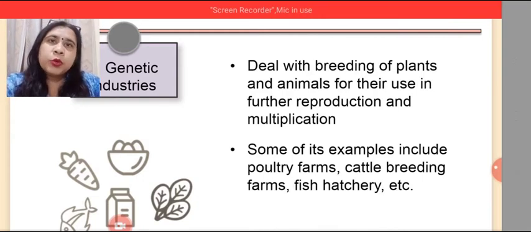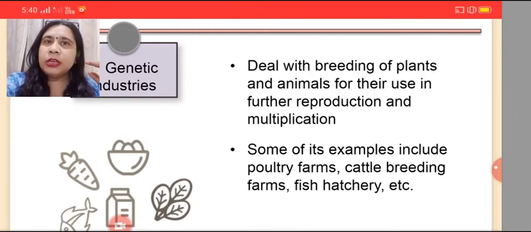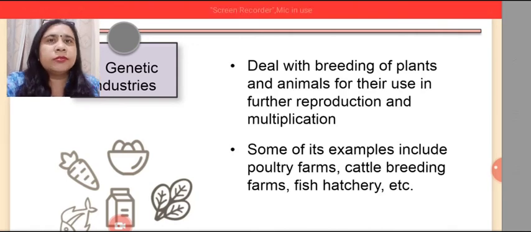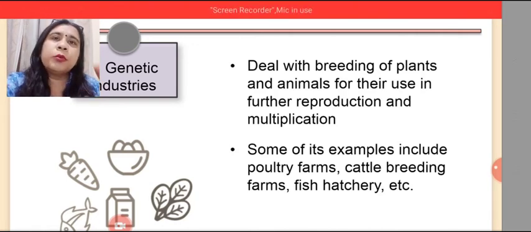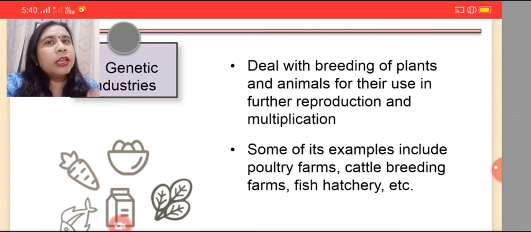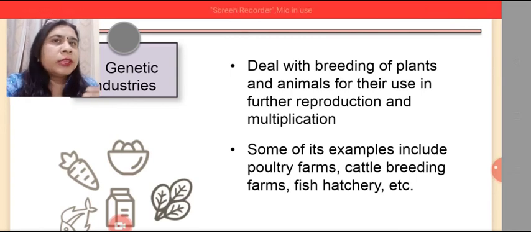Therefore, in this module, we learnt about the industries, types of industries, and further here we learnt about the primary industry. In the next module, I will explain to you about the secondary industries.